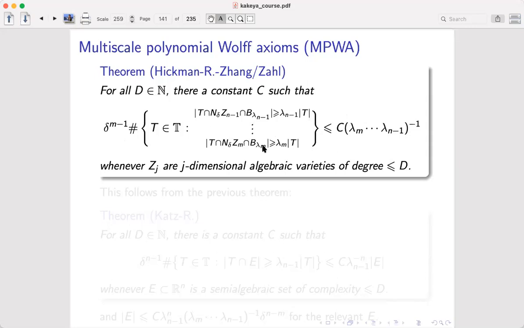This is the same when, if these were all the same size, then this is exactly the same bound as before. But if this lambda is bigger than this lambda m, then this is an improvement. So I proved this in collaboration with Hickman and Zhang, but also Josh Zahl proved it simultaneously, kind of surprisingly.